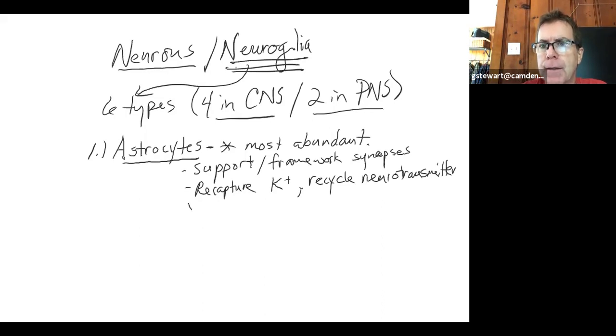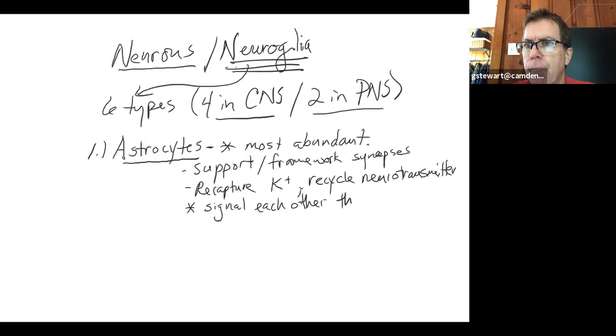And finally, the last thing I'm going to say about these is they can signal. They don't send electrical impulses, but they can signal or communicate with each other through calcium pulses, calcium ion. They send calcium ion pulses and can communicate with each other. All right.